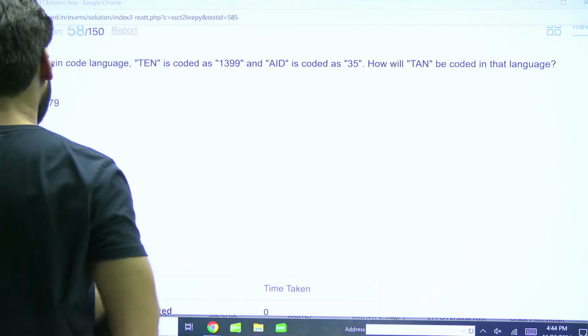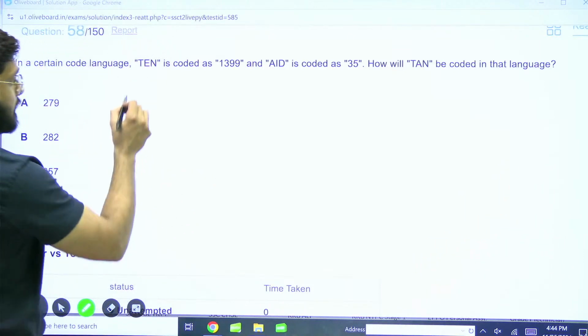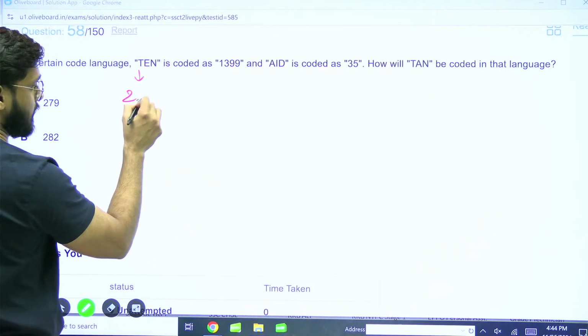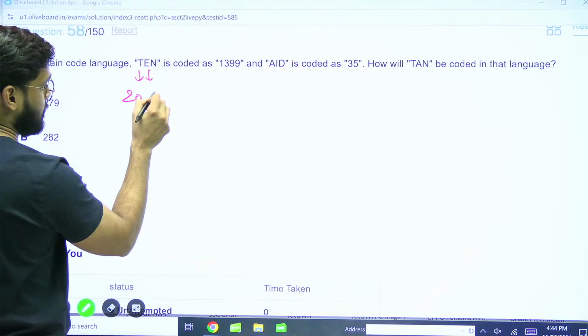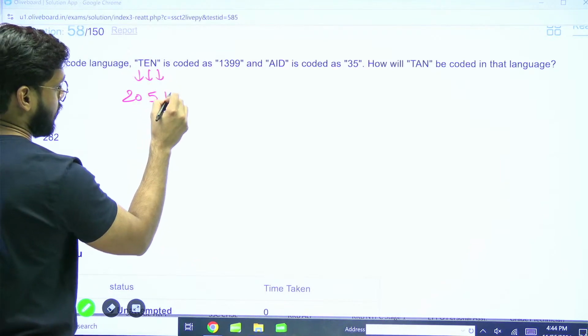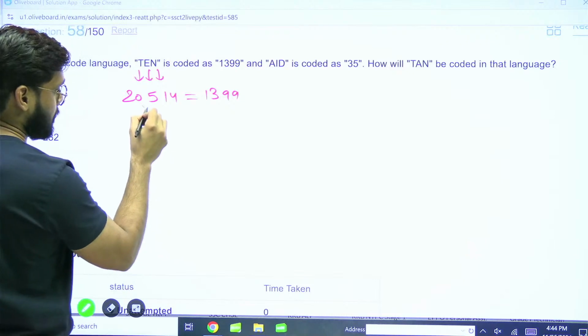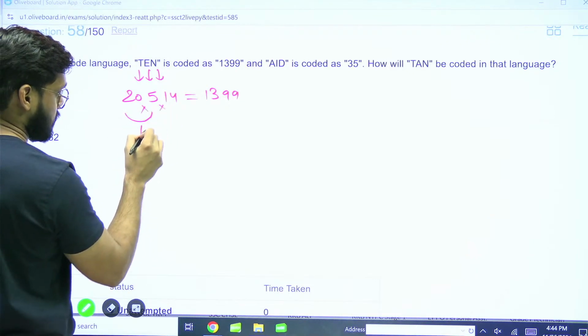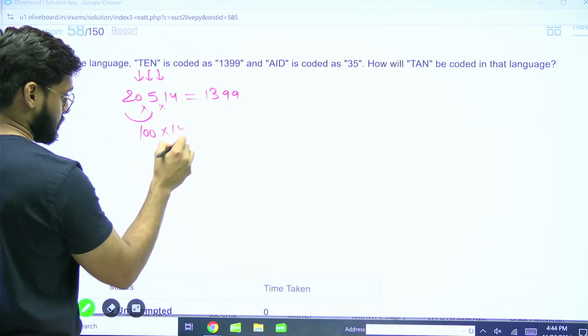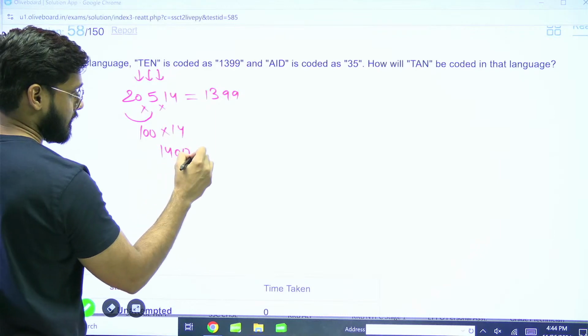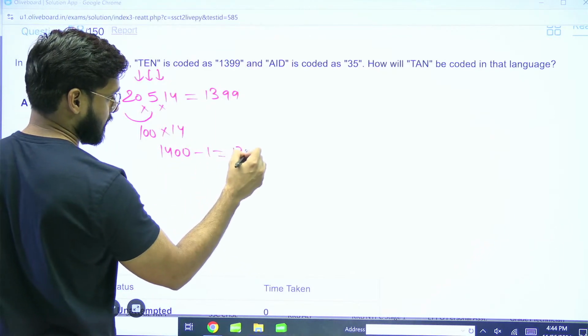In the question it is given 10 is coded as 1399. Let's write down the number: 20, E5, N14, and it is written as 1399. Multiplying them, I can get 1400, minus 1, I can get 1399.